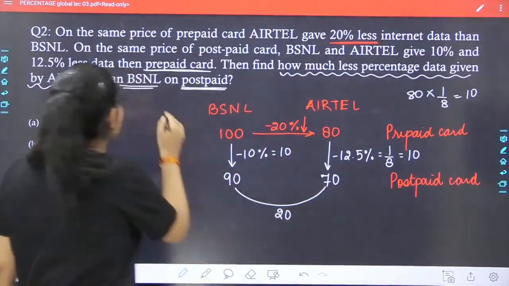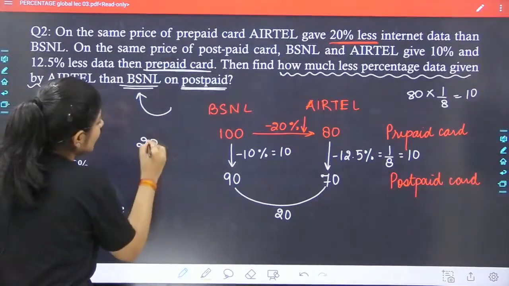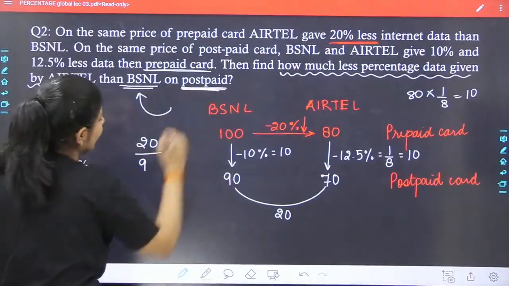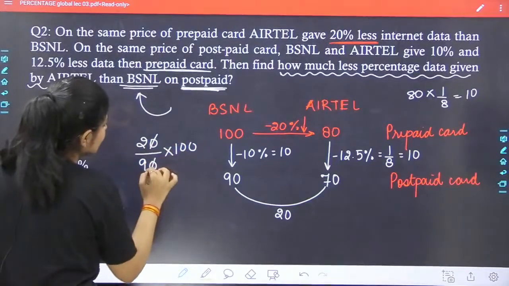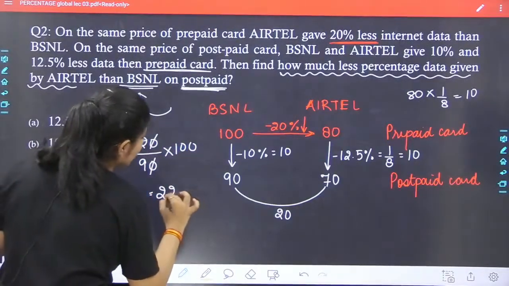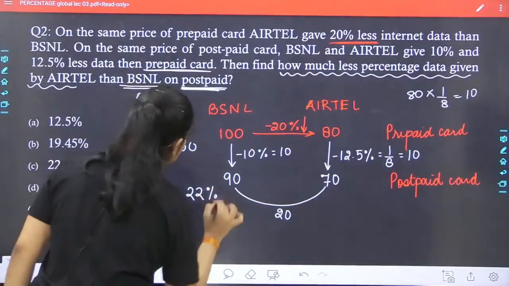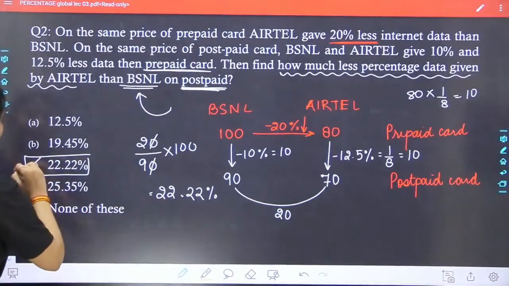Now we have to calculate on the basis of BSNL. So how do we calculate it? 20 by 90 into 100. When we solve this, we will get our value as 22.22%, which is option number C.